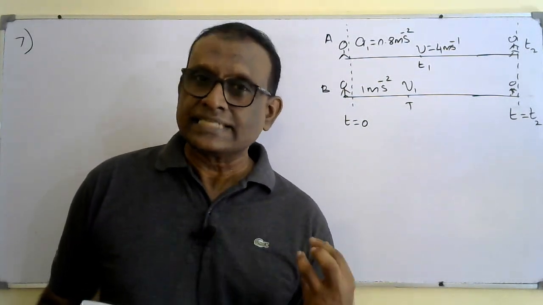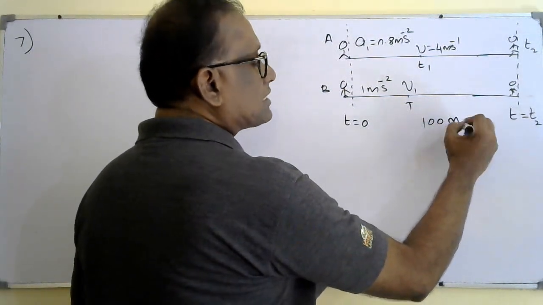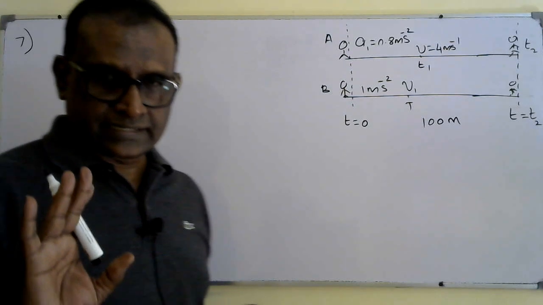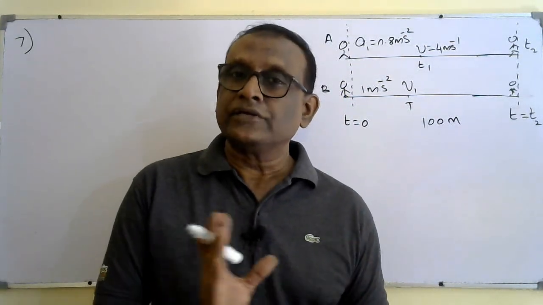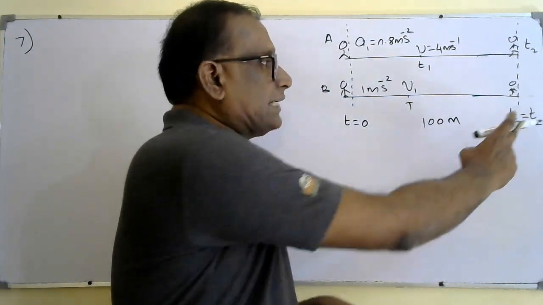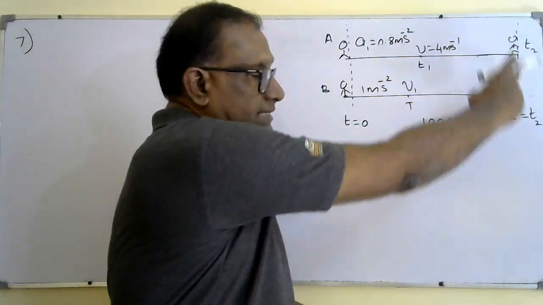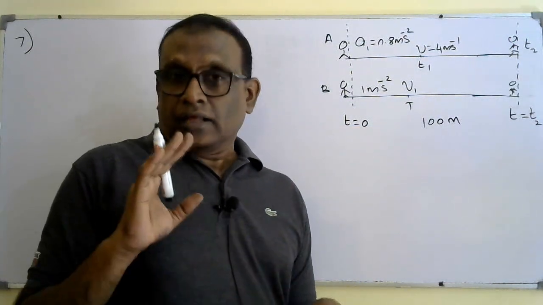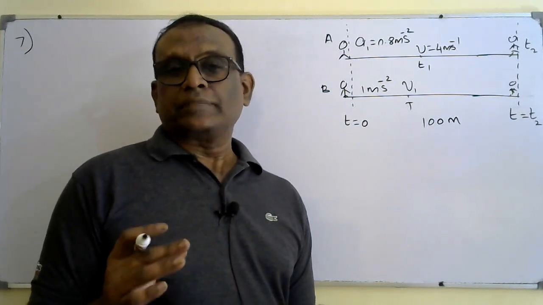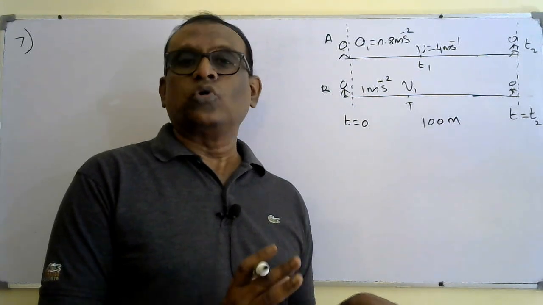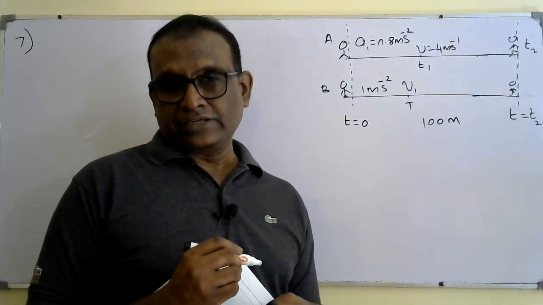Both are traveling the same distance, 100 meters, during the same time. So both graphs are going to start at the same time, initially t equals 0, same point. Both graphs are going to end at the same time t2 because both are reaching the finishing line at the same time. Also, the area covered by each graph must be equal to 100 meters. So both graphs should have the same area under the graph, equal to 100 meters.